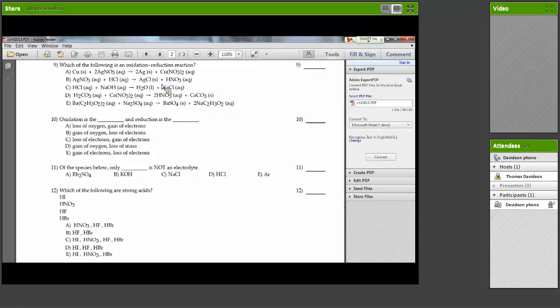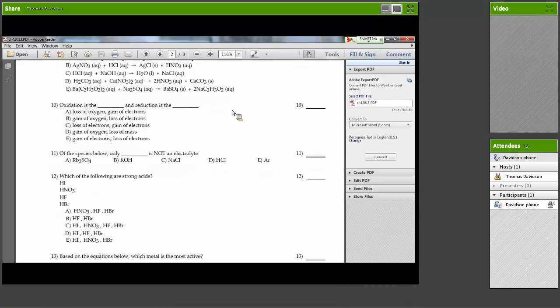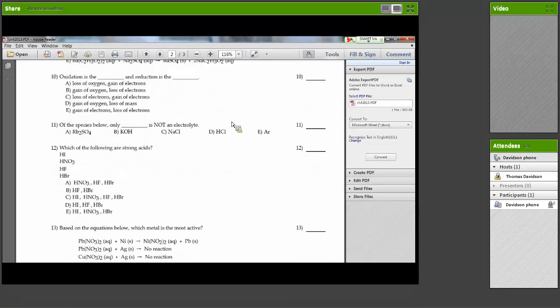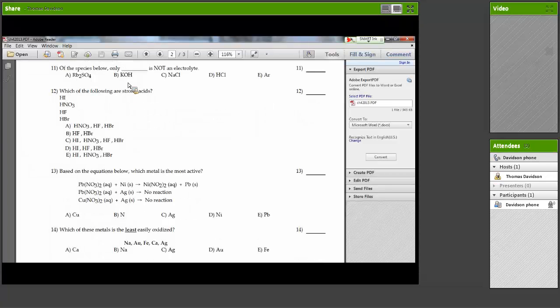Which of the following is an oxidation reduction reaction? This one takes some time, but is not super hard. It just takes a little bit of time. Oh, never mind. This one does not take time. It's the one that says, and it's probably on your real test, which one is not an oxidation reduction. That one takes time. Oxidation is the blank and reduction is the blank. That's just the definition. Yada, yada, yada.